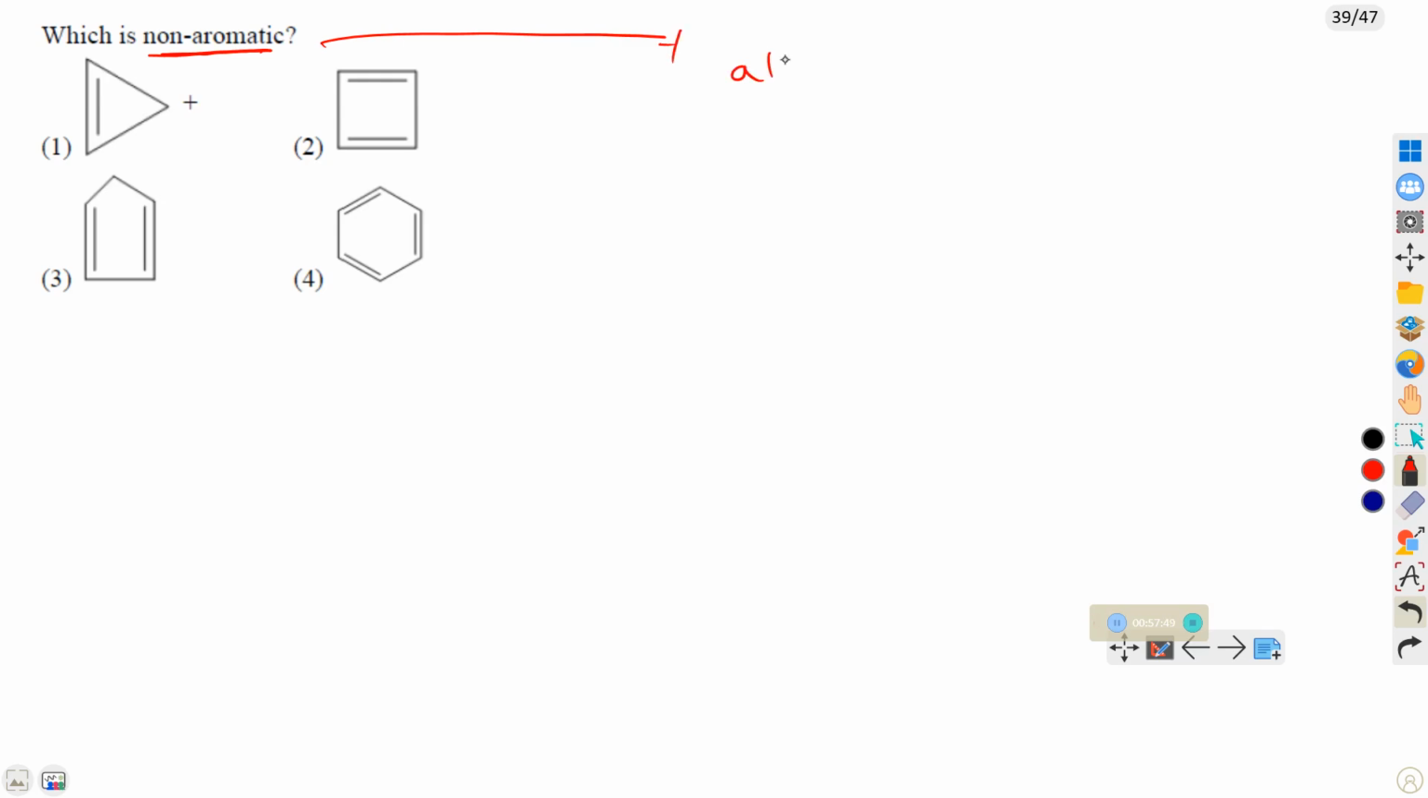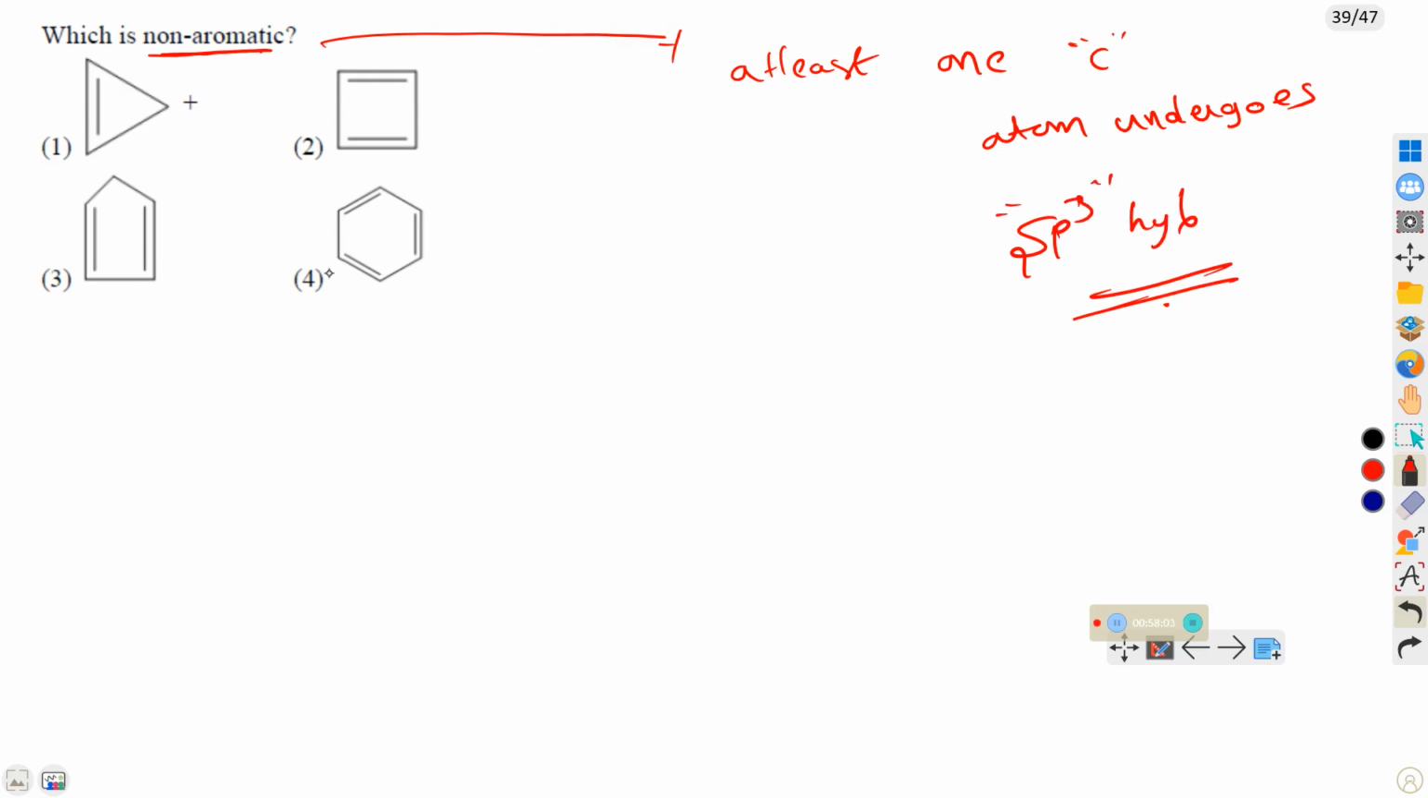At least one carbon atom undergoes sp3 hybridization, then the compound is considered non-aromatic. Yes, this carbon undergoes sp3 hybridization.